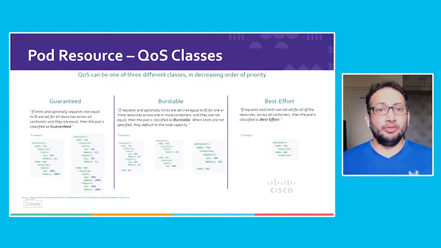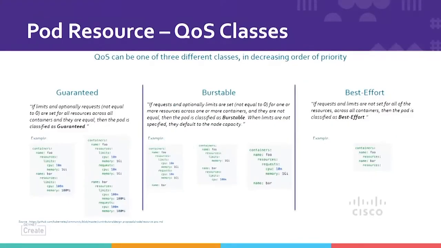Similarly, for burstable, if you have the requests and optionally the limits, that's when you have it as burstable. The definition I've put out here. And if you do not specify the limits, then it defaults to the node capacity. So in the first example, the foo container has the resources defined, the limits and requests, but the bar container does not have it. The second one is when you have the limits defined for that, and you have the request defined similarly for the last container.